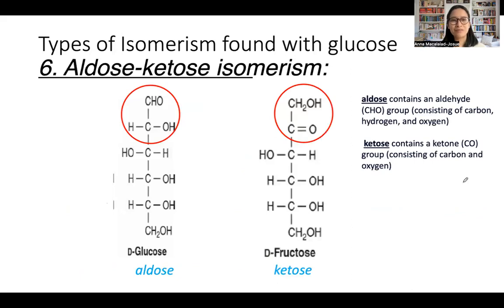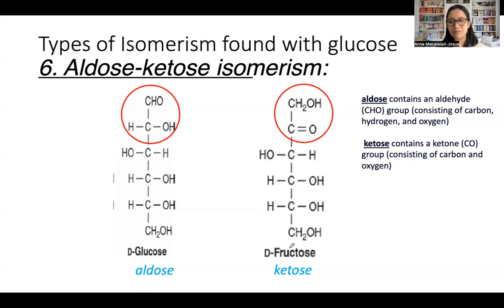And the last type of isomerism found with glucose will be your aldose-ketose isomerism. So, glucose is considered an aldose because it contains an aldehyde group in your carbon 1. But fructose is similar to glucose in terms of number of carbon atoms and number of hydrogen atoms and number of oxygen atoms, but the position of the different atoms is different here.